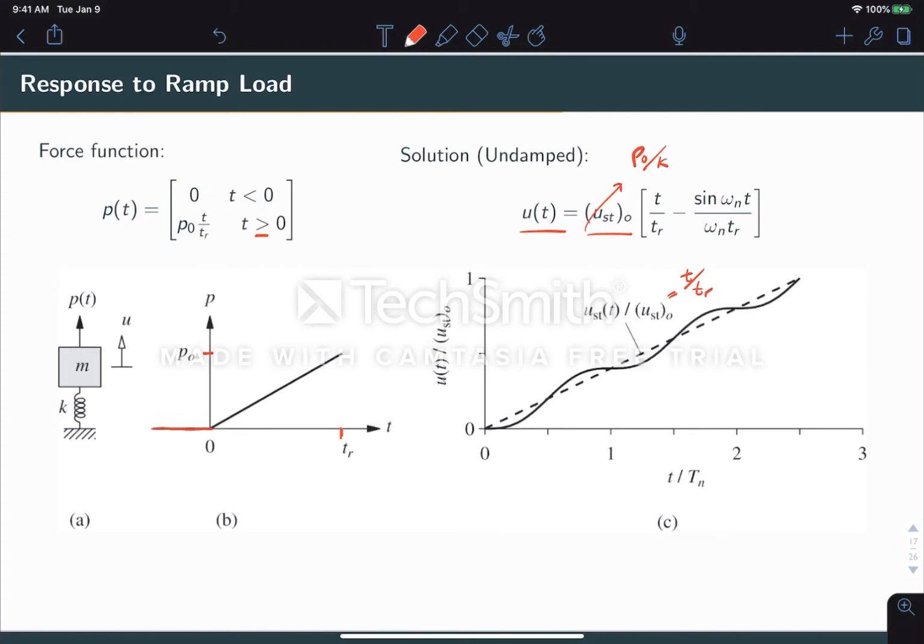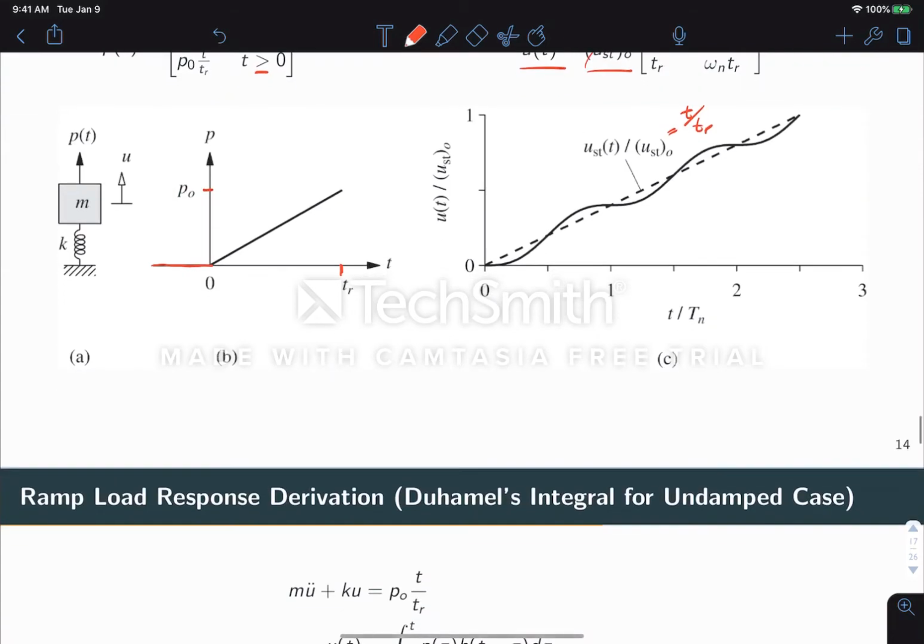All right, so look carefully at section 4.4 in Chopra to make sure you understand this nuance, okay? Do not assume that u_st naught is a time varying function. It's actually always going to be a constant value, all right? But in essence, what we have is a function that is oscillating around a linearly increasing term.